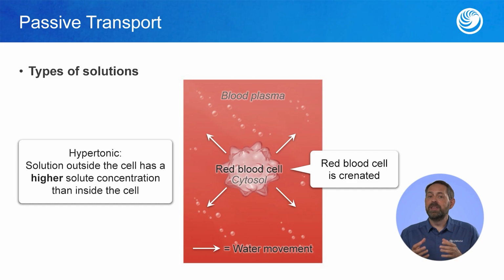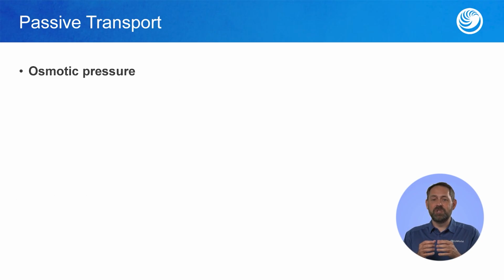As a result, the cell may shrink and become crenated. The tendency of a solution to cause water to move through a semipermeable membrane, such as the plasma membrane, is called osmotic pressure. Let's try to visualize osmotic pressure using a diagram.